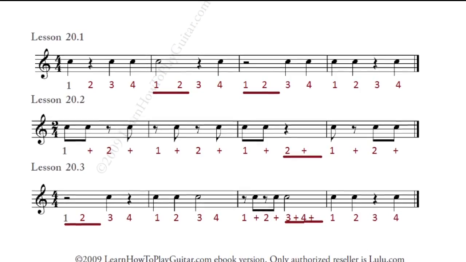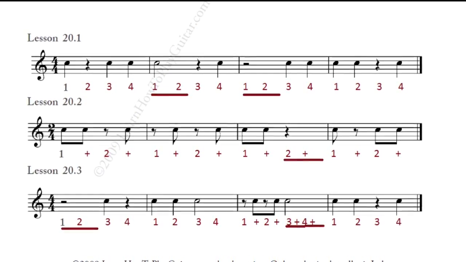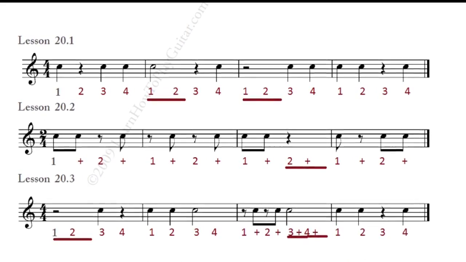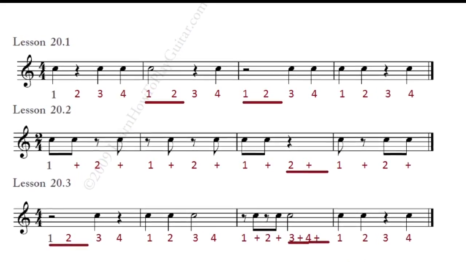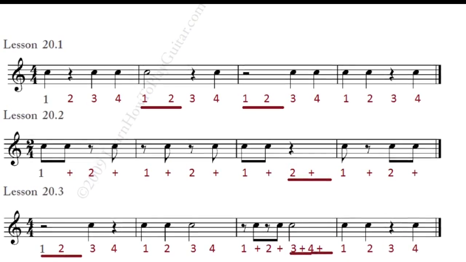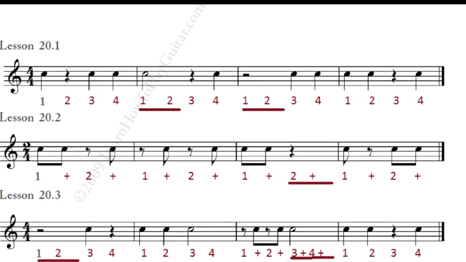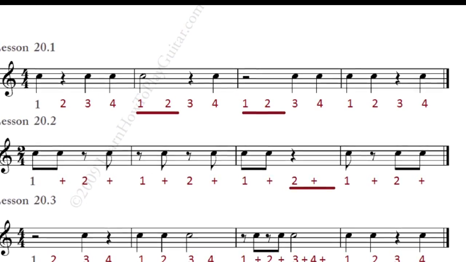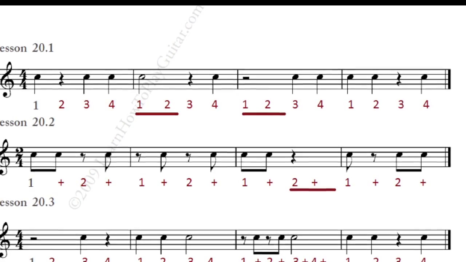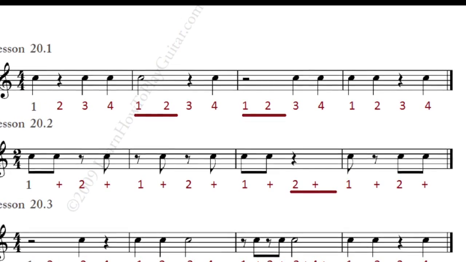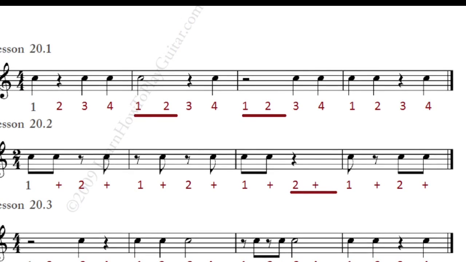If I play example lesson 21, it's got quarter and half rests in it. So it would go 1, 2, 3, 4, 1, 2, 3, 4, 1, 2, 3, 4, 1, 2, 3, 4. So you'll notice that I muted the strings for the rests instead of letting them ring.